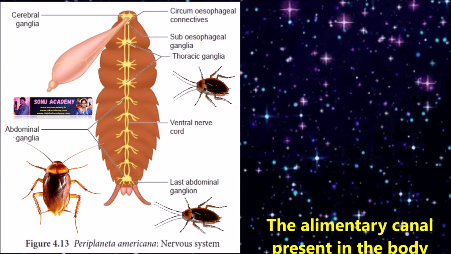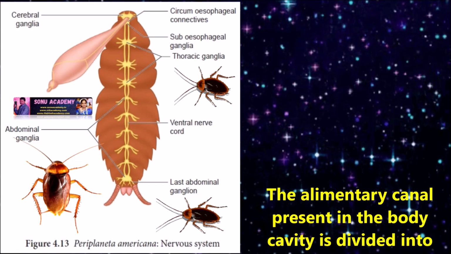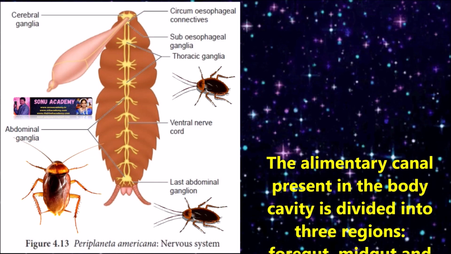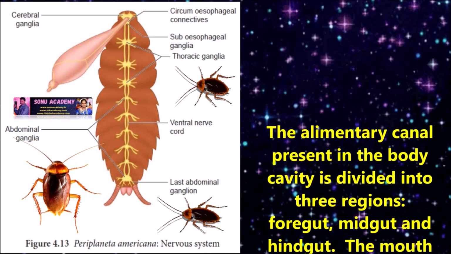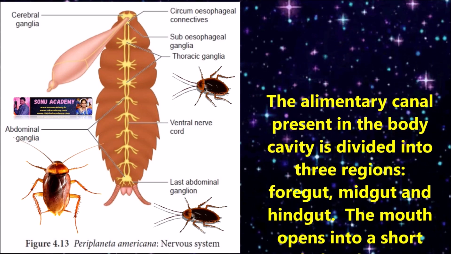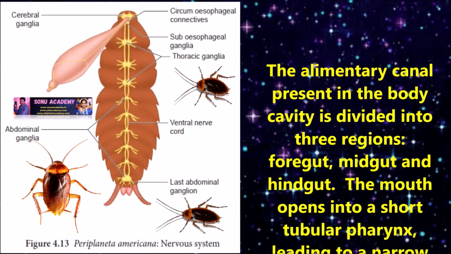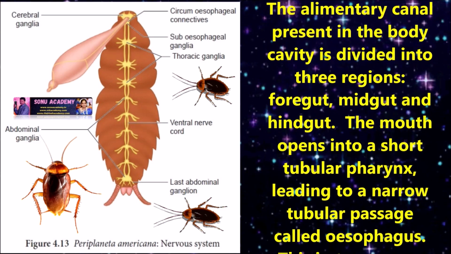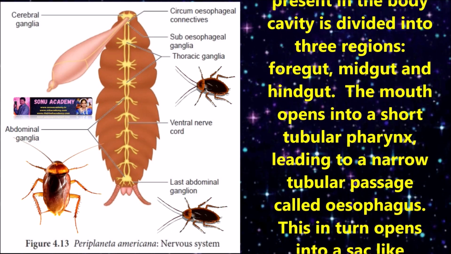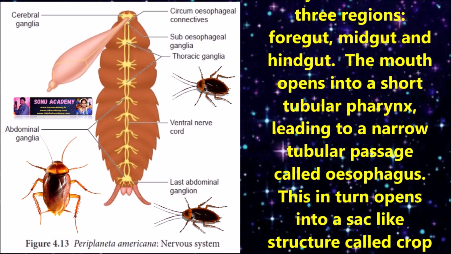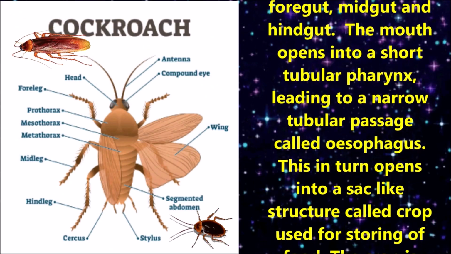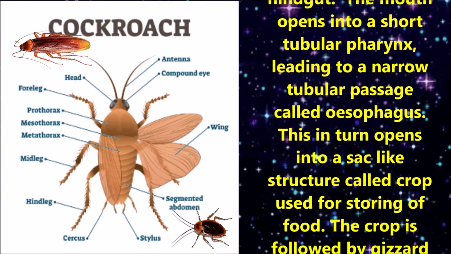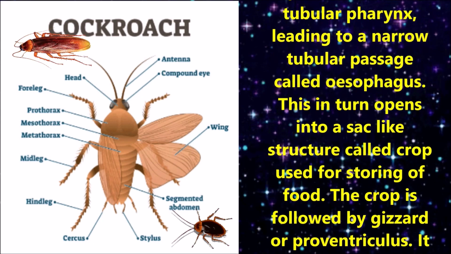In anatomy, the alimentary canal present in the body cavity is divided into three regions: foregut, midgut and hindgut. The mouth opens into a short tubular pharynx leading to a narrow tubular passage called the esophagus. This in turn opens into a sac-like structure called the crop, used for storing food. The crop is followed by the gizzard or proventriculus.